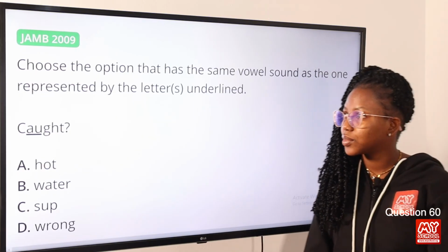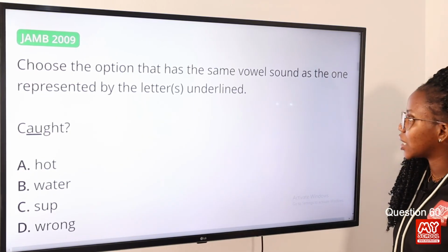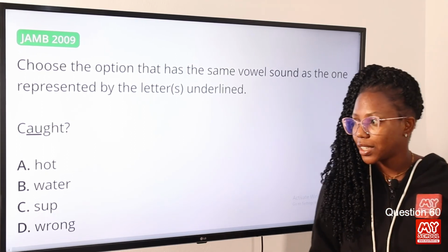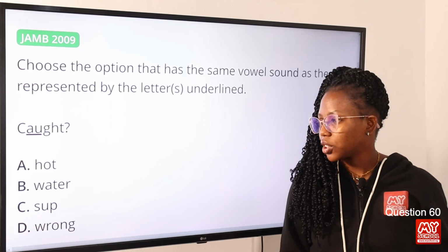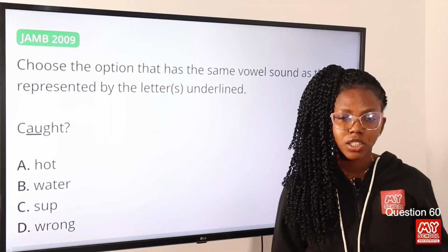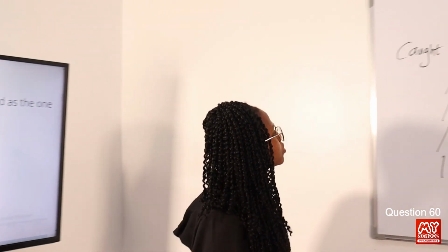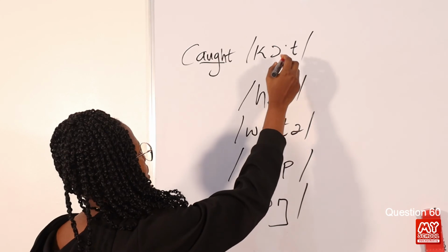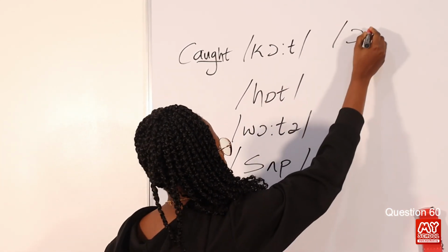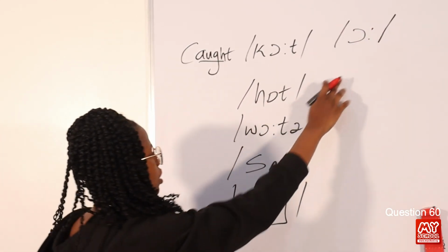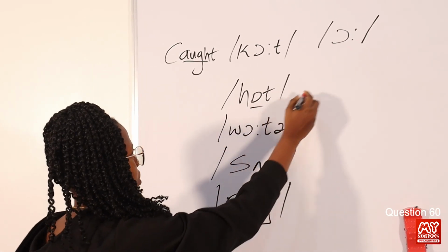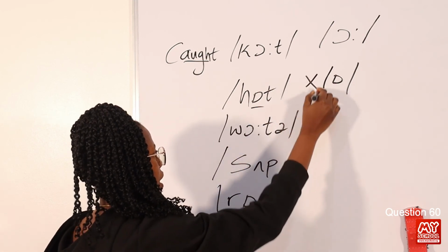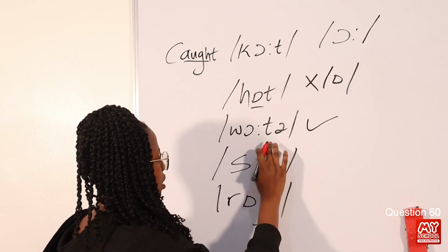Question 60. Choose the option that has the same vowel sound as the one represented by the letters on the line. So the word is caught, and we have option A, hot, B, water, C, sup, and D, wrong. Now let's go back to the board for the transcription. We see AUGH is articulated as or, which is the long sound. As opposed to this, we have the short O sound, which is wrong. We have the correct sound in water.